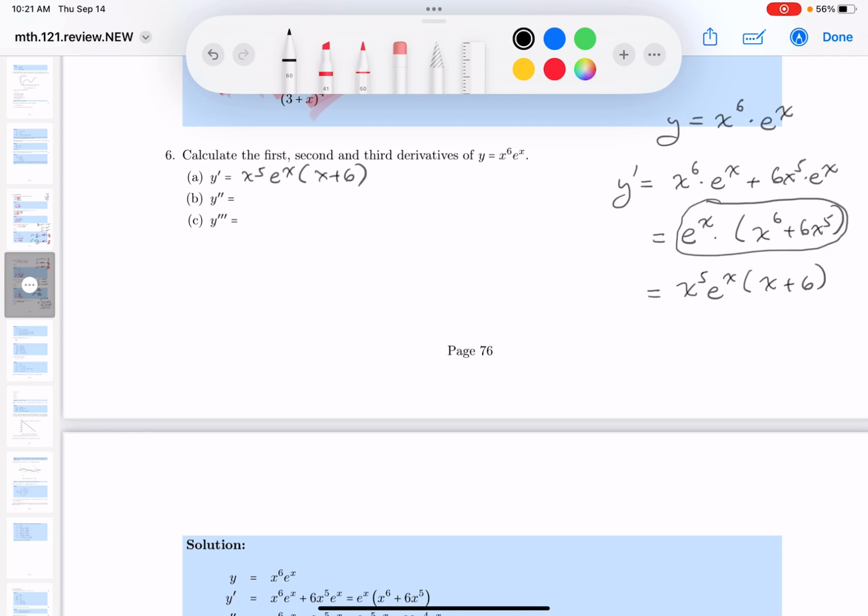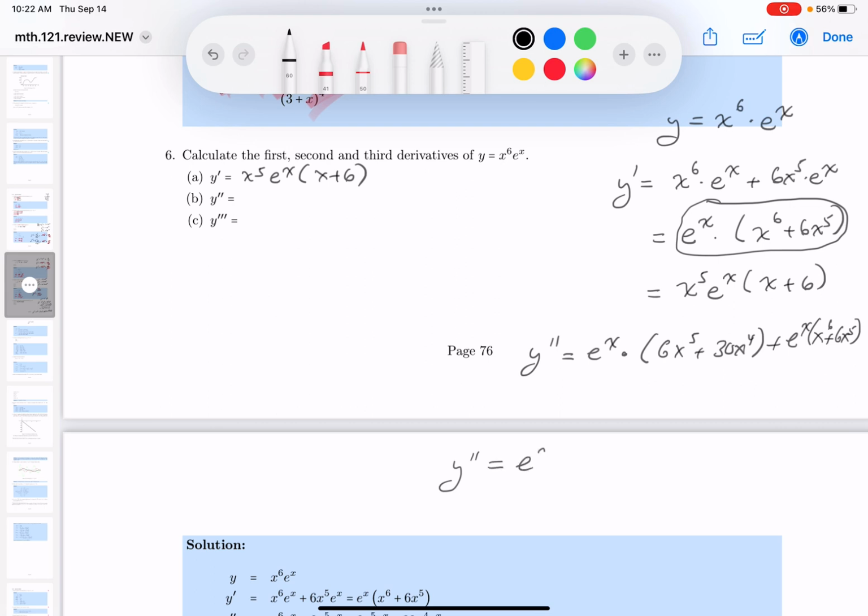All right, let me write down y double prime. So I'm going to say it's the first function, e to the x, times the derivative of the second function, which is 6x^5, plus 30x^4, plus the derivative of the first function, which is e to the x, times the second function, x to the 6 plus 6x^5. All right? Now, again, it looks kind of nightmarish, but what I'm going to do is actually just factor out e to the x on that. All right? And I'll put that down for you.